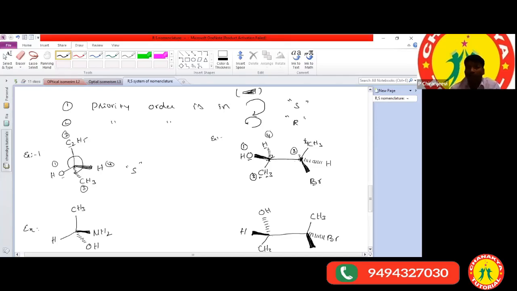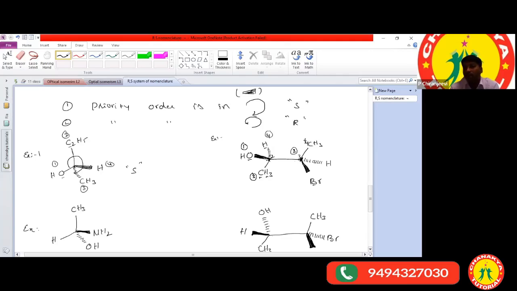Now, is hydrogen away from the observer or towards the observer? Point number one: dotted lines represent that the atom is present away from the observer. So dashed lines represent that the atom is away from the observer. If it is away from the observer and the priority order is in a clockwise direction, it is the R isomer. If the priority order is in an anti-clockwise direction, then the given one is the S isomer.